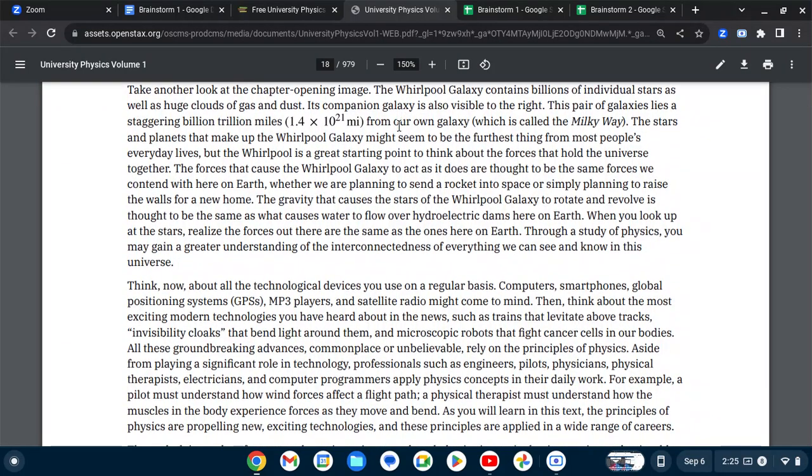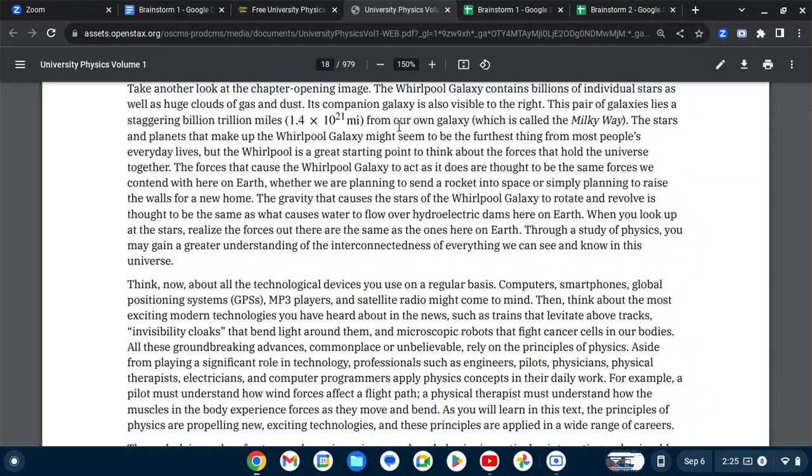The Whirlpool Galaxy contains billions of individual stars, as well as huge clouds of gas and dust. Its companion galaxy is also visible to the right. The pair of galaxies lies a staggering billion trillion miles from our own galaxy. The stars and planets that make up the Whirlpool galaxy might seem to be the furthest thing from most people's everyday lives, but the Whirlpool is a great starting point to think about the forces that hold the universe together. The forces that cause the Whirlpool galaxy to act as it does are thought to be the same forces we contend with here on Earth.